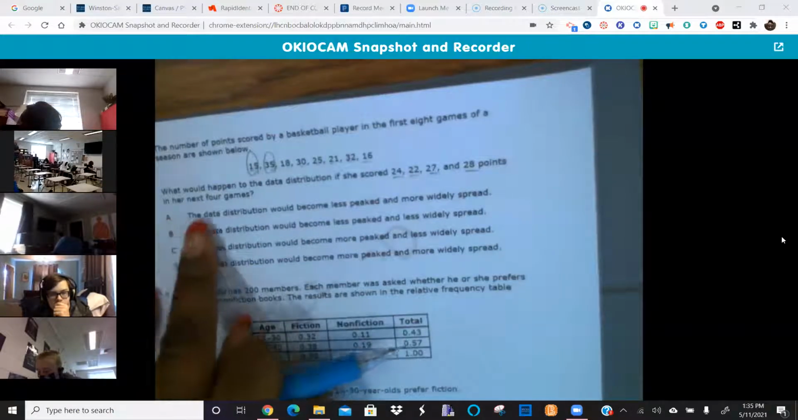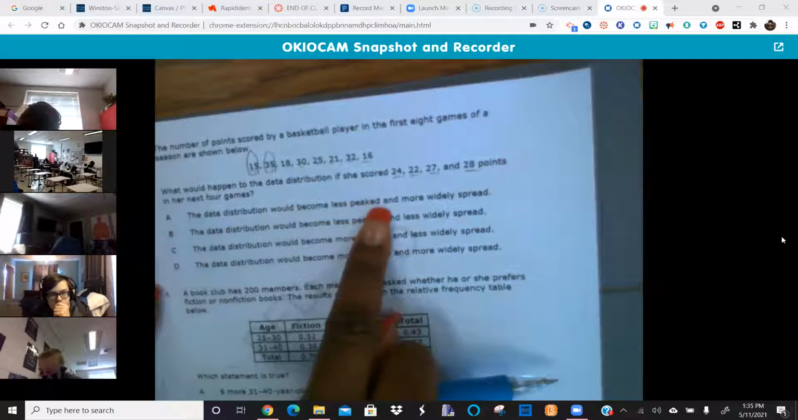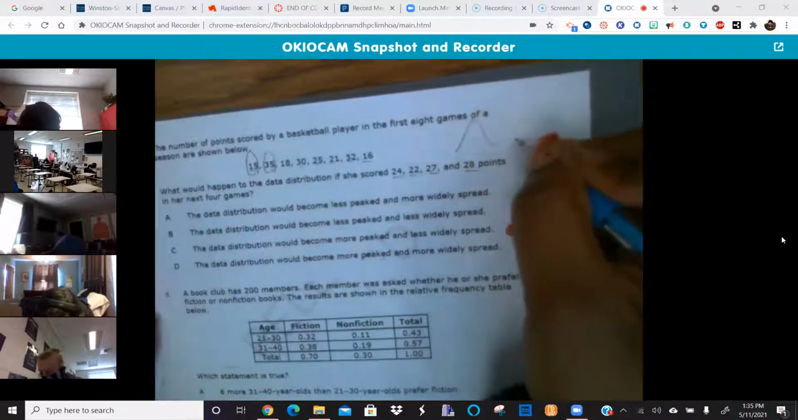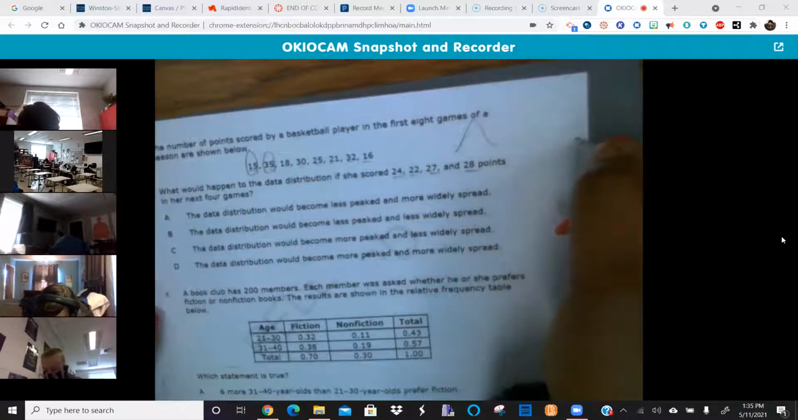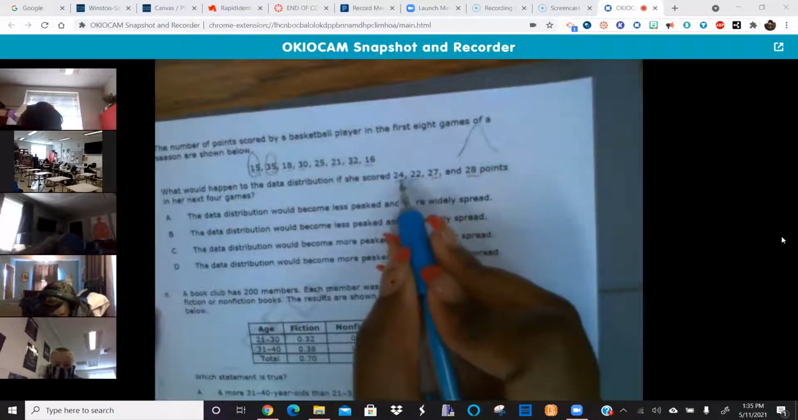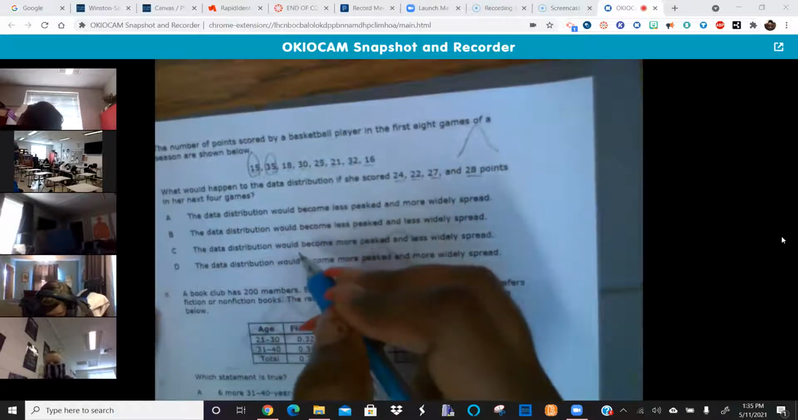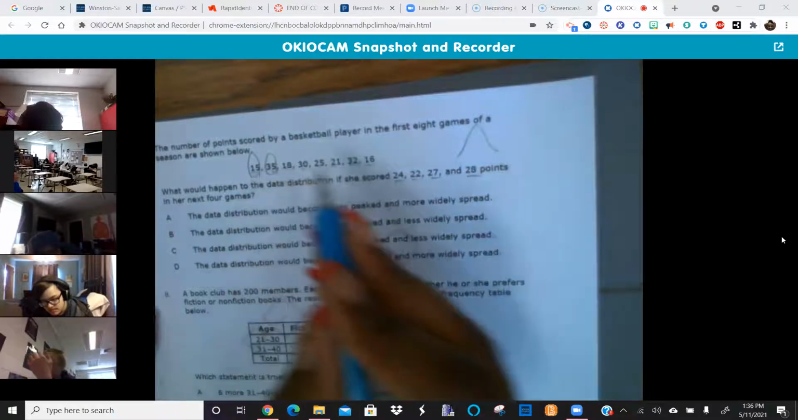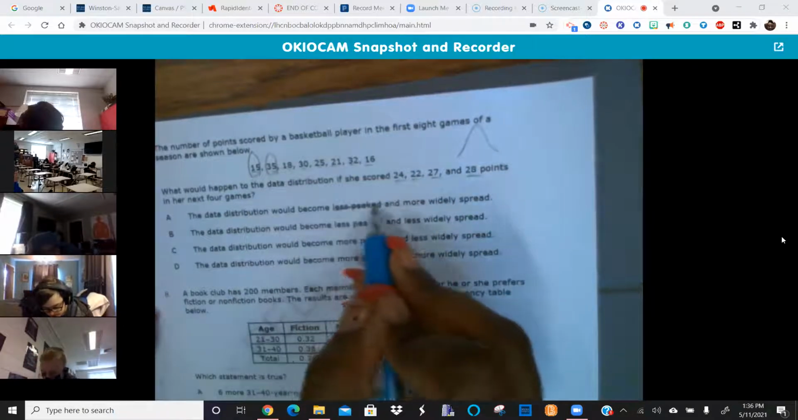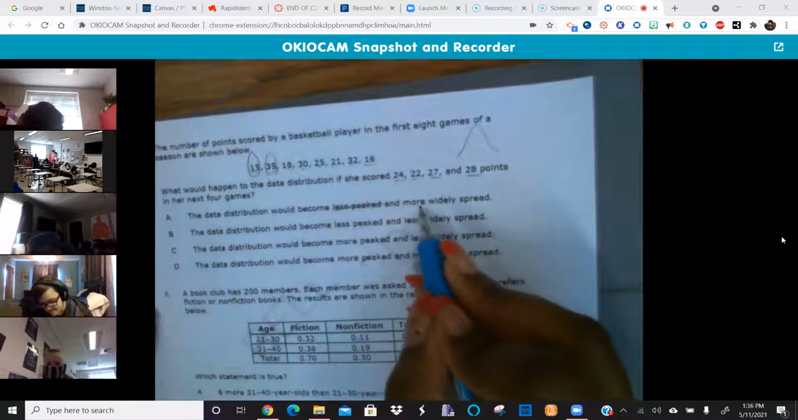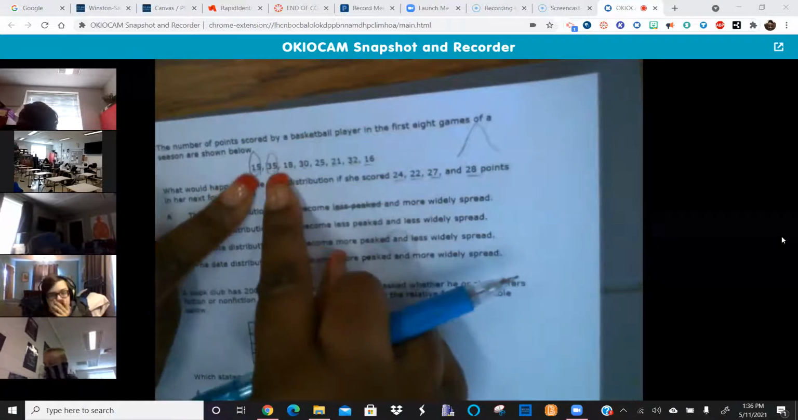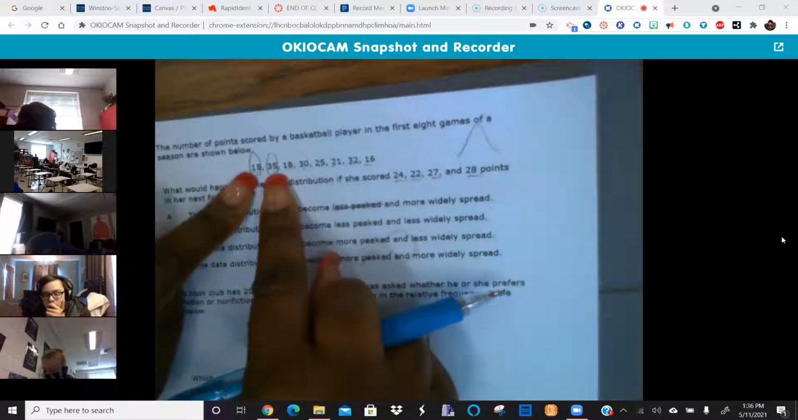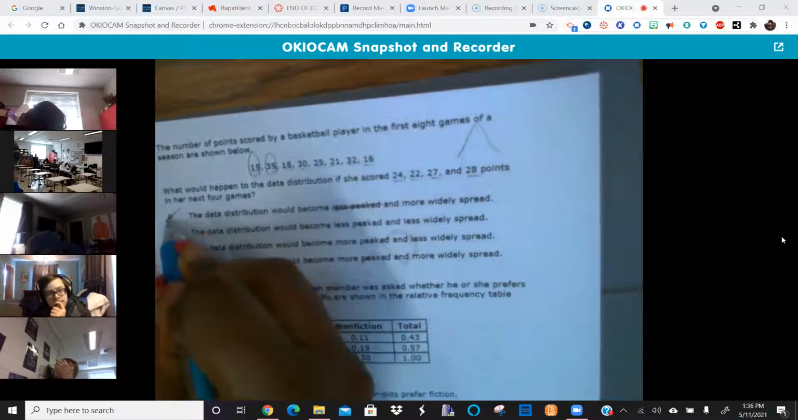Let's read A. The data distribution will become less peak. That means instead of the middle being high like this, it's kind of low. No, the numbers in the middle are going to get a little higher because these numbers are in the middle. So you're adding more points in the middle. So it's not less peak, it's more peak because you're adding more numbers between these two numbers. So no, not less peak. And this part right here is also false. More widely spread. The spread didn't change. You see that? These numbers didn't make that spread wider. All right. So A is not my choice.